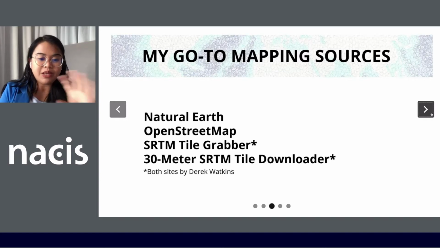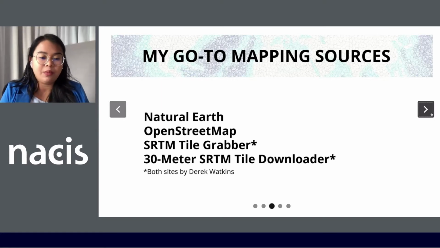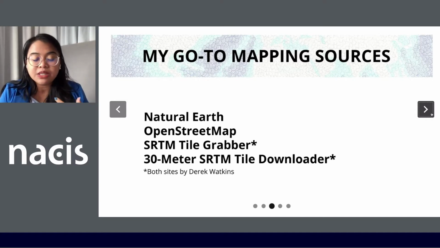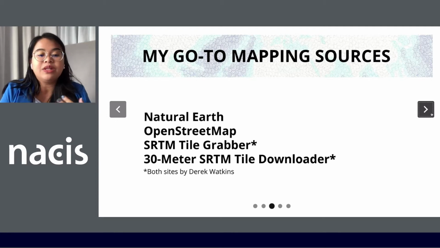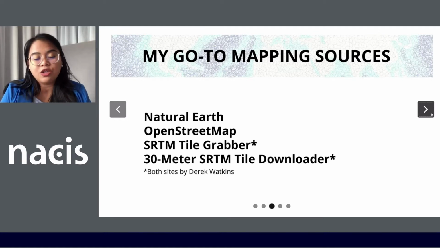Very important for me would be Natural Earth. And I think a lot of us really use this site. So for the shapefiles, for the base map, for the relief, Natural Earth is my go-to website. OpenStreetMap is also very useful in terms of adding roads and other locations that are not available in Natural Earth. I would usually either pull OpenStreetMap from QGIS or just download directly from the website.